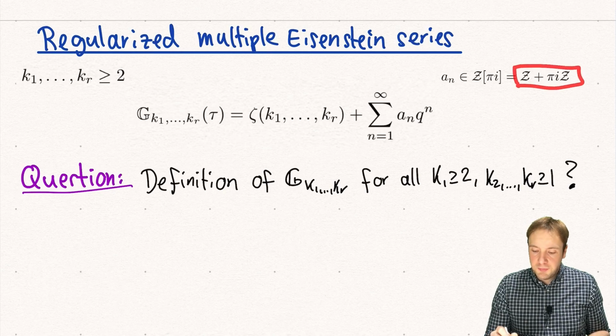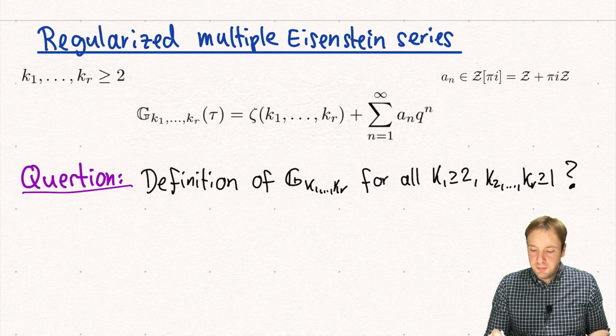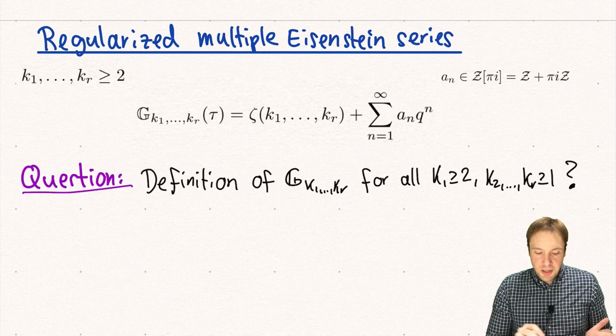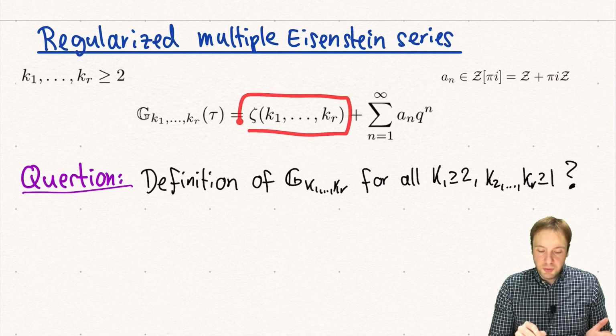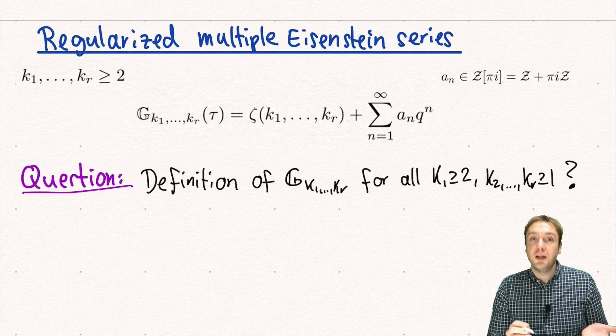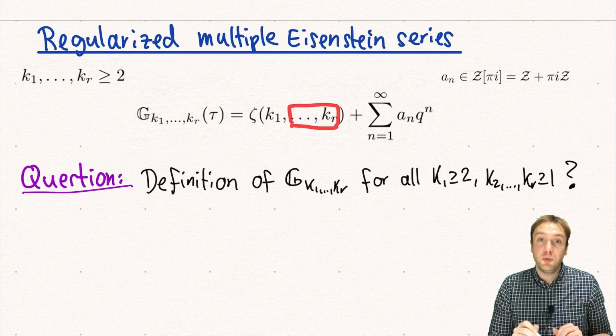So they are elements, complex numbers, where the real part is a multiple zeta value and the imaginary part is pi times some multiple zeta value. But the natural question now is: these multiple zeta values are defined not just for these indices. They are defined for all admissible indices, meaning that these k2 up to kr can be greater or equal to 1.